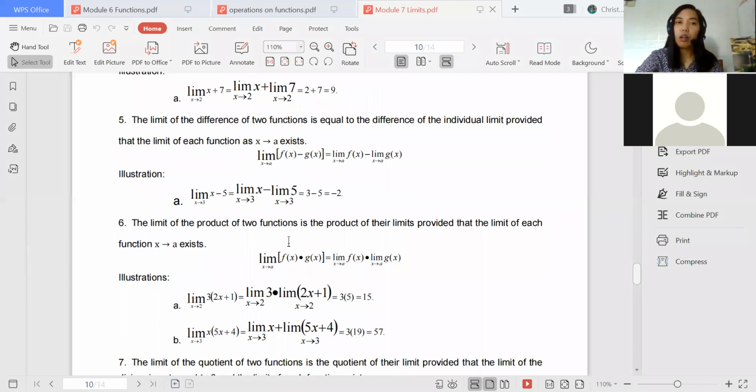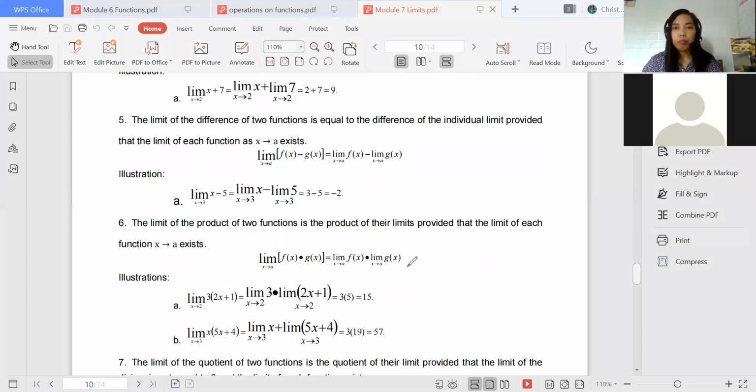And number 6, product of two functions. The limit of the product of two functions is the product of their limits, provided that the limit of each function as x approaches a exists. So you just multiply the two functions and find their limits. So the limit of f of x times g of x as x approaches a means the limit of f of x as x approaches a multiplied by the limit of g of x as x approaches a. So you can simplify this.